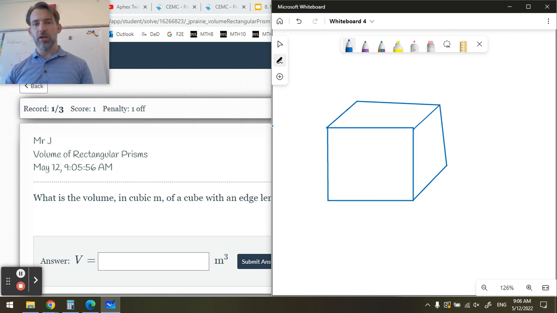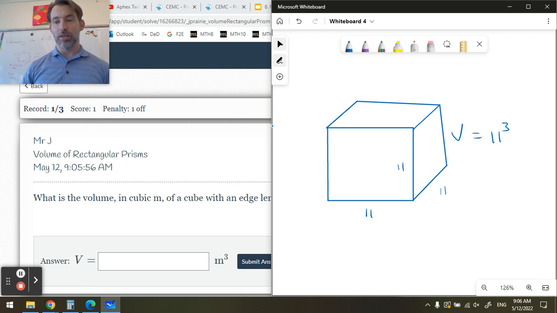Okay, so anyway, all of these are 11. 11, 11, 11. So the volume is going to be equal to 11 cubed. 11 cubed. So that's 121 times 11. 121 times 11 is 1,331.